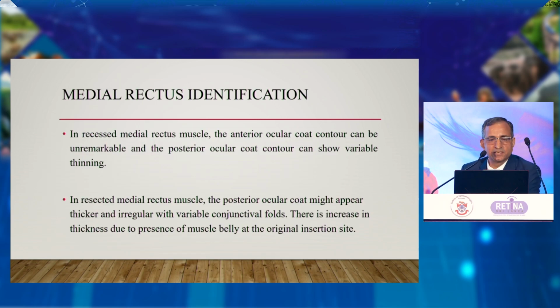Then medial rectus identification. In a recessed medial rectus muscle, the anterior ocular coat contour can be unremarkable, and the posterior ocular coat contour can show variable thinning. In a resected medial rectus muscle, the posterior ocular coat might appear thicker and irregular with variable conjunctival folds.